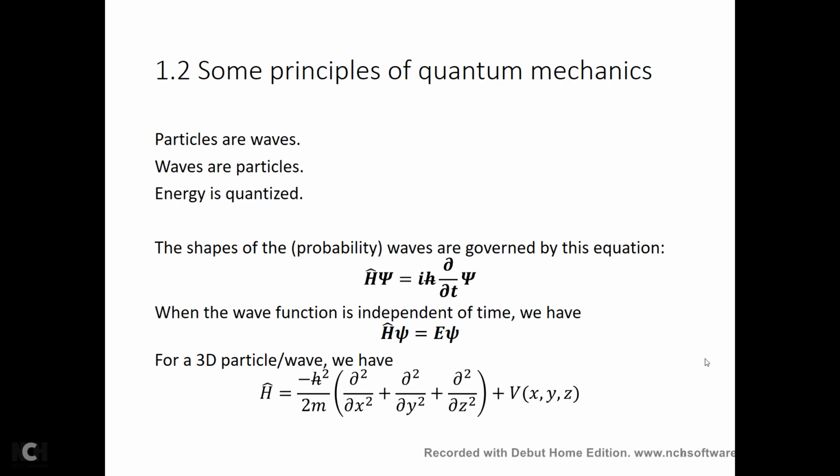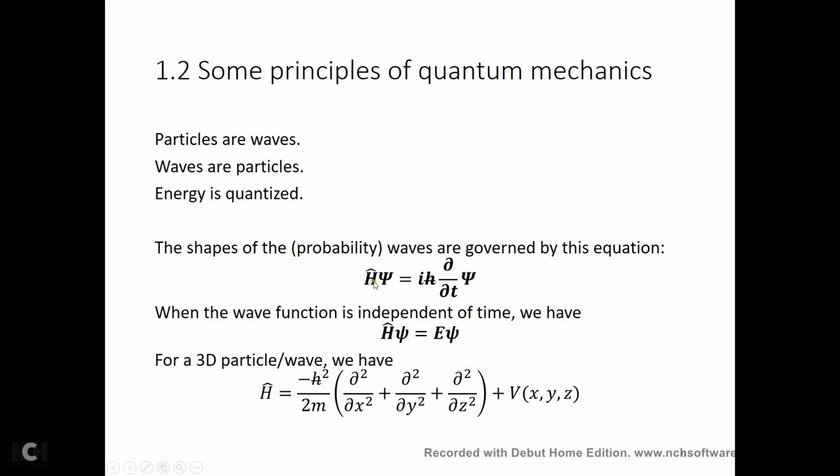Now let's look at the shapes of the waves of the particles. They're also called the probability waves. The shapes of these waves are governed by the time-dependent Schrodinger equation. H psi is equal to i h bar times the first derivative of psi with respect to time. This H, the Hamiltonian, is the total energy operator.